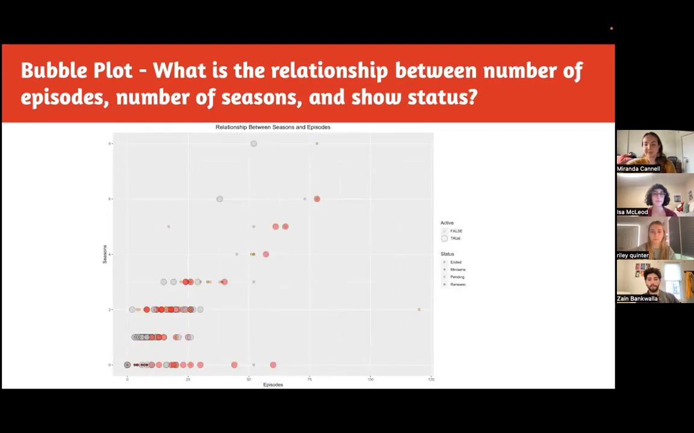So as you can see on the bubble plot, it shows the relationship between the number of episodes, number of seasons, and the status of the show. You can notice at the bottom near the left, the ended shows aren't really as visible because they're kind of occluded by the rest. And this kind of shows that most of the shows either end after their first pilot episode or after the first season.